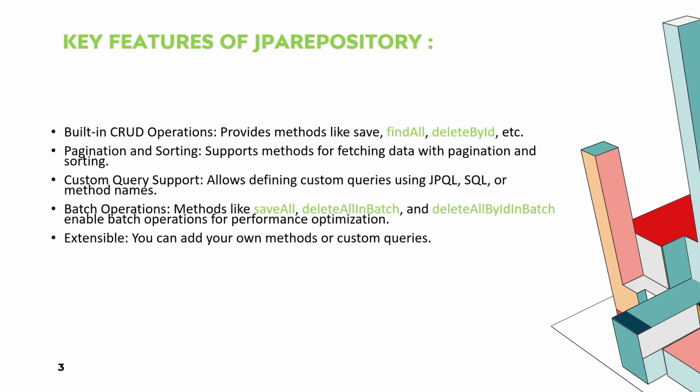As I said, we have built-in methods like saveAll and additional features like CRUD repository. But on top of that, we have batch operations as well as sorting and paging operations available here. So you can write custom methods and you can perform batch operations. These batch operations won't be available in CRUD, and neither will paging and sorting.